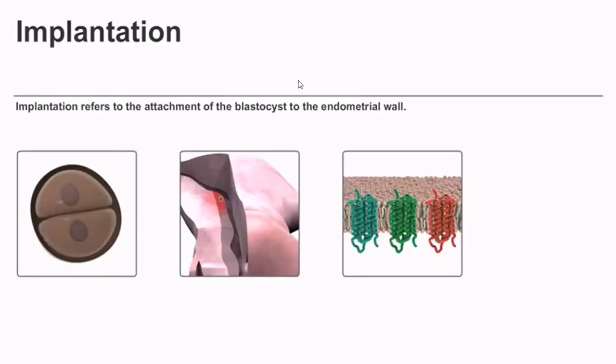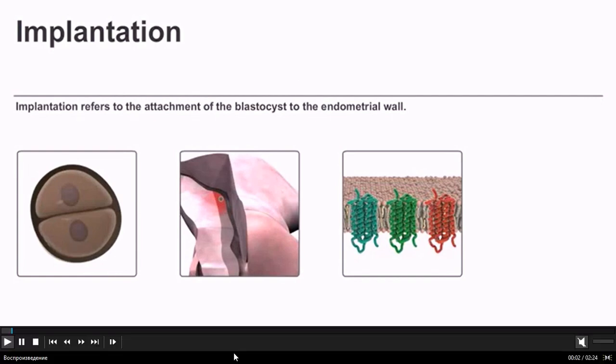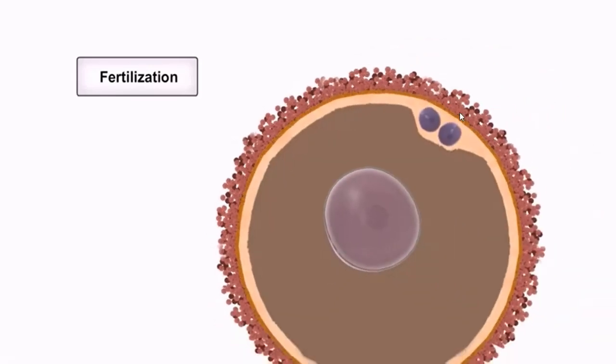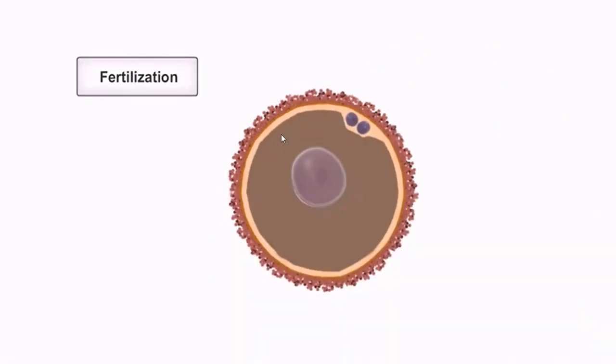Okay, today we will discuss the process of implantation. What we're going to observe now is what we have after fertilization. This is the ovum, or rather, it is not an ovum anymore. It's a zygote. It's also named a totipotential stem cell.